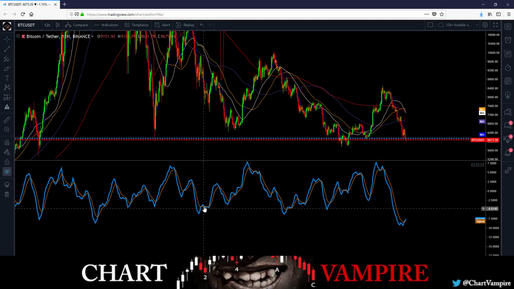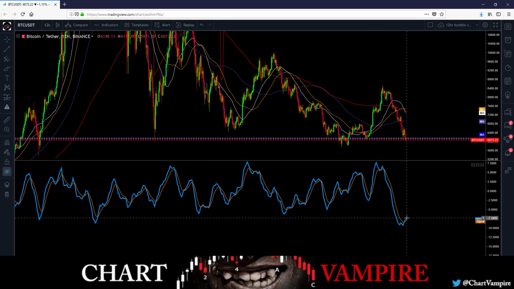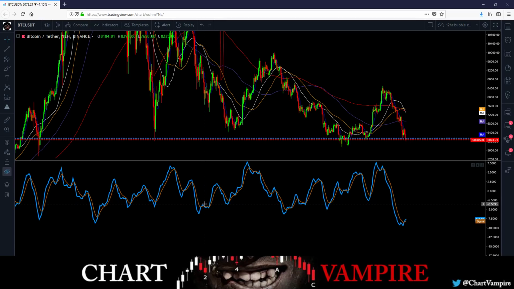So I want you to look at this. See this little bitty sideways action from this point right here to right there? This little tiny sideways action. From there to there is a drop from 9,900 to 7,300. It didn't even move. This little tiny sideways action right there.